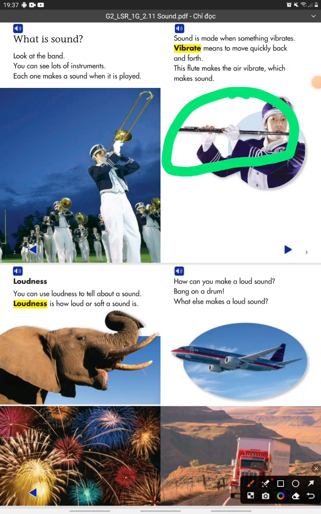Alright, so this flute. You can see that this man was making a sound by using this flute. When you blow, you can actually sense that this flute makes the air vibrate. Alright.